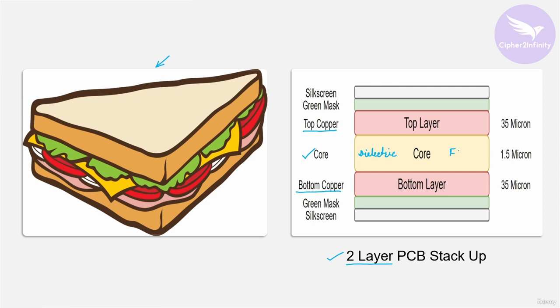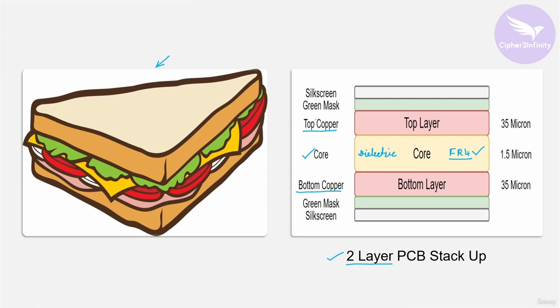FR4 is the name of a material, which stands for flame retardant 4. It is the most widely used material when we deal with a 2-layer PCB. There will be different materials for the core, but FR4 is one of the most popular materials for 2-layer PCBs.